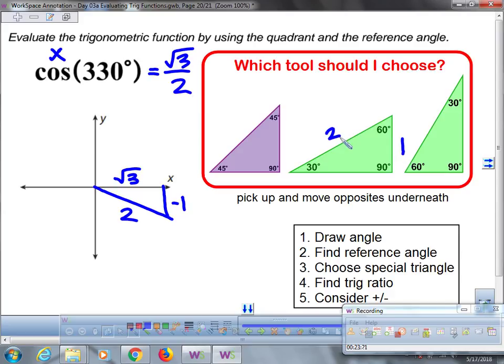1, 2, root 3: smallest side, hypotenuse, longer leg. That's what we learned yesterday. This is a 30-degree angle. So I look at my 30 and I say the shorter leg of the 30 is 1, the longer leg is root 3, and the hypotenuse is 2. That's where I'm coming up with those numbers.